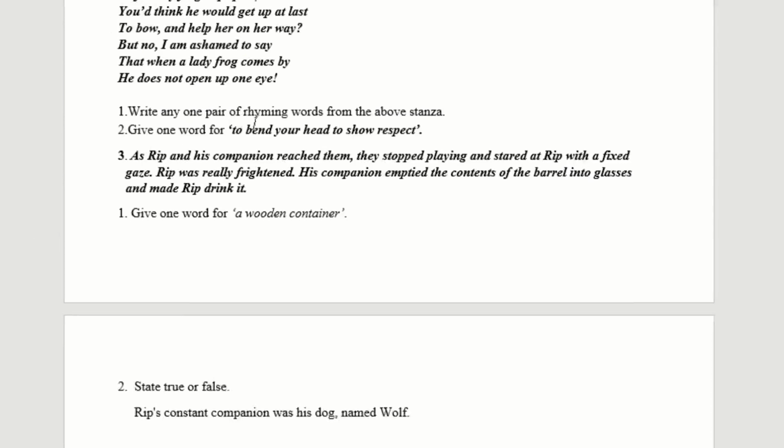Now this extract is taken from the poem Lazy Frog. So what you have to do is, after reading the extract, let's read the first question. Write any one pair of rhyming words from the above stanza. So from the given stanza, you are supposed to write only one pair of rhyming words.